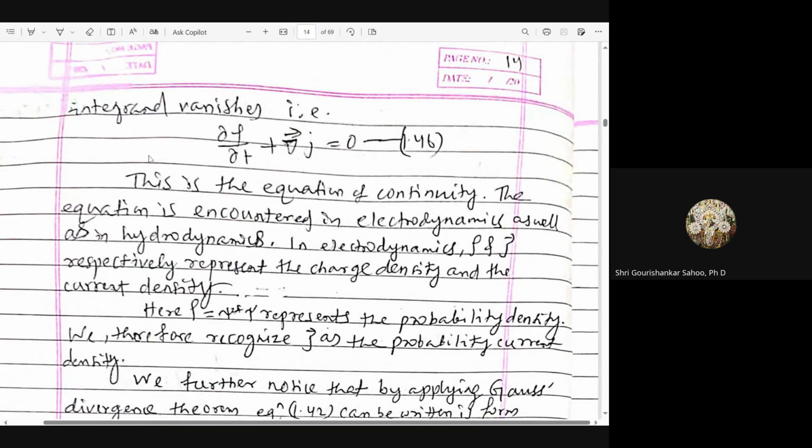This is your equation of continuity. And this equation is encountered in electrodynamics as well as hydrodynamics. In electrodynamics, rho and j are represented by charge density and current density. Here it is probability density and probability current density. And rho represents the probability density here. So we therefore recognize j as the probability current density.